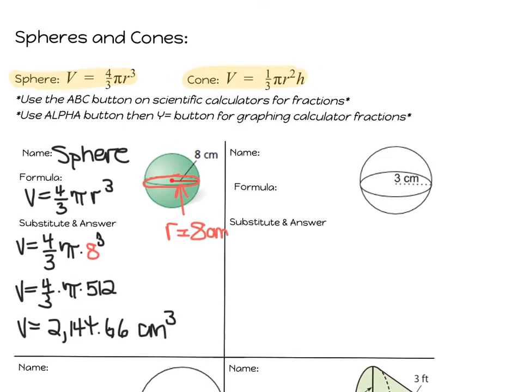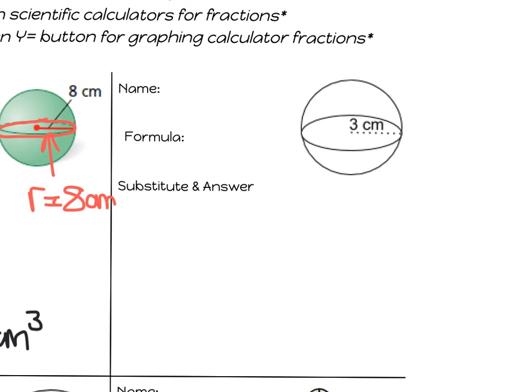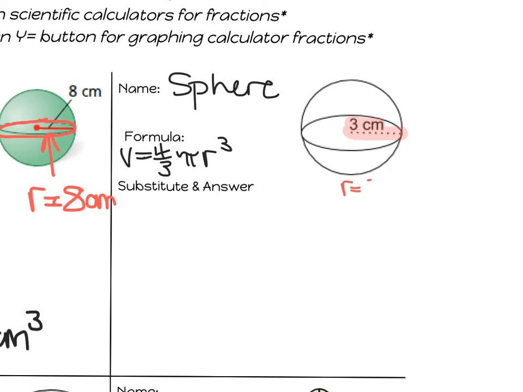All right, the next one here, we are again working with a sphere. Our formula is still volume equals 4/3 pi r cubed. So again, our radius here, halfway across the circle from the center to the outside, it's 3. So I know r equals 3, and I'm just going to plug that right into r in the formula.